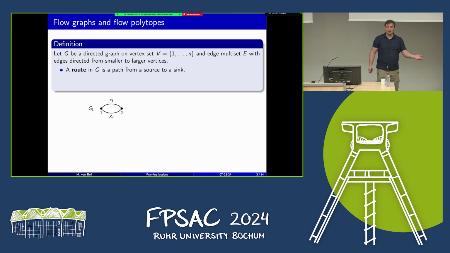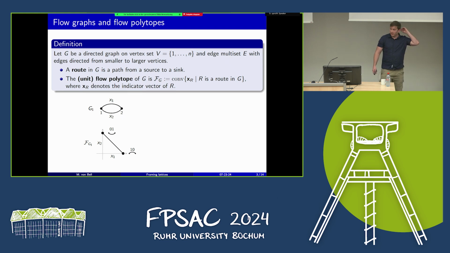But then we have a route, like we did in the previous talk. It's a path from a source to a sink. In general, we don't require that there's exactly one source and one sink, but just for convenience, we do it in this talk. But everything works in general with arbitrary numbers of sources and sinks.